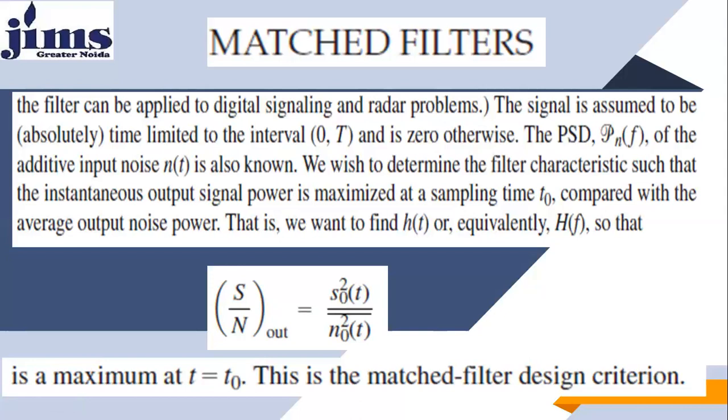Not only that, we also have S by N in, because at the input we have S(t) and N(t). So if you square S(t) and N(t), this gives you S by N input. But what we focus on is S by N out. This is much more important for us, because on the basis of this S by N out, the receiver takes a decision whether 1 is received or 0 is received, and the receiver is able to read correctly if you maximize the S by N ratio.